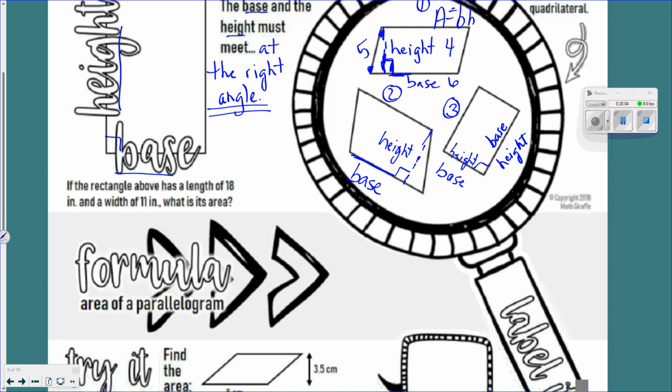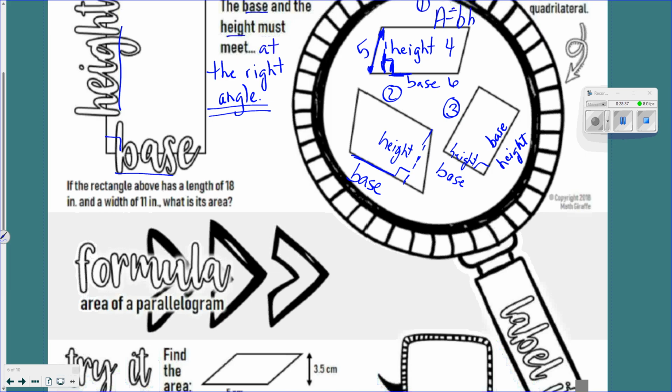But on this one I had to draw it, because the definition of height in a parallelogram is the perpendicular distance. It has to be straight. It's got to be a perpendicular line. This line on the outside, if I'm doing area, it's irrelevant.